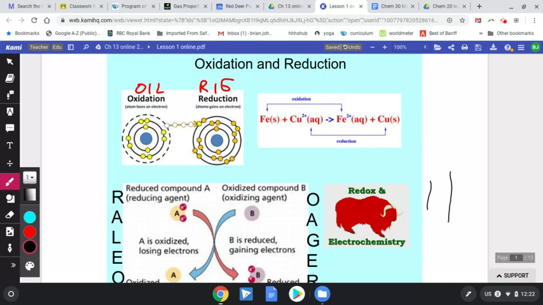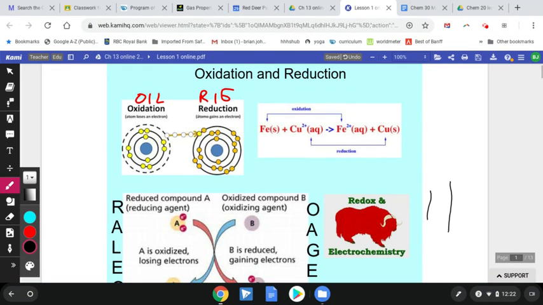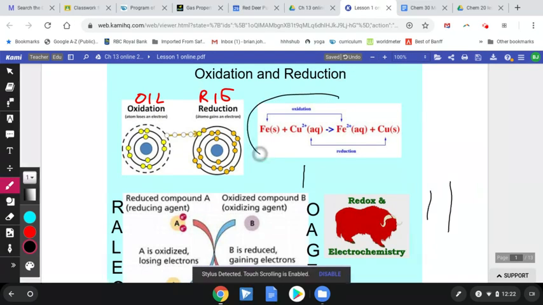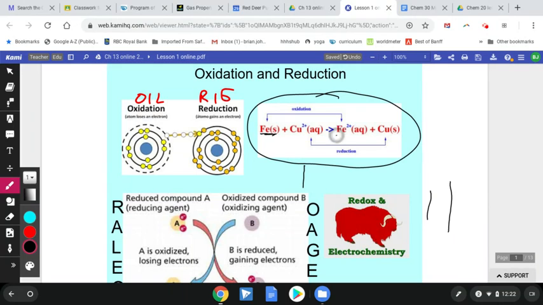All right, so here we go. Let's dig into it. Oxidation and reduction. In this chapter, you are going to be able to look at a chemical reaction like this and be able to recognize that iron is going to iron 2 plus. How did it get to 2 plus? Well, it lost 2 electrons. And when you lose electrons, that's called oxidation.